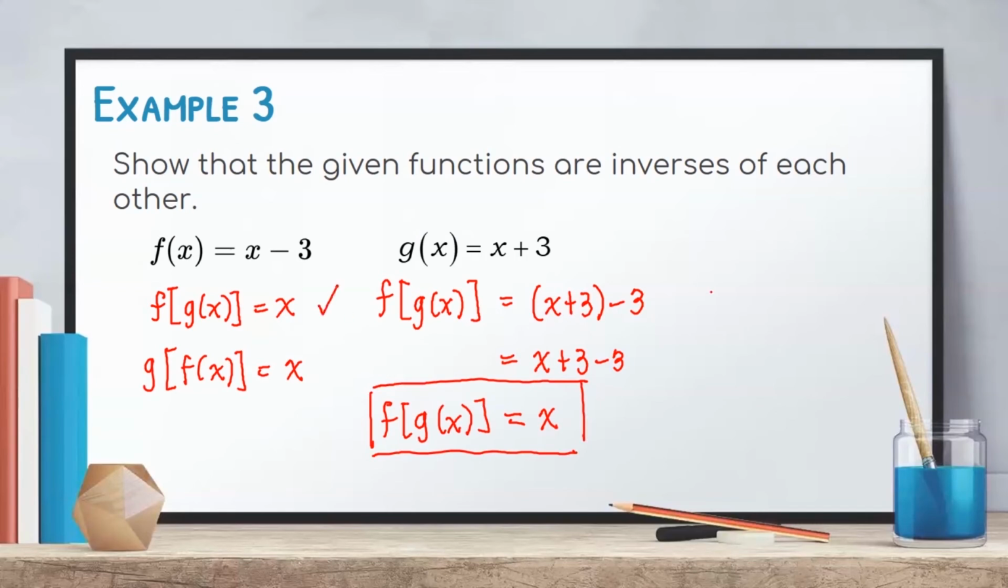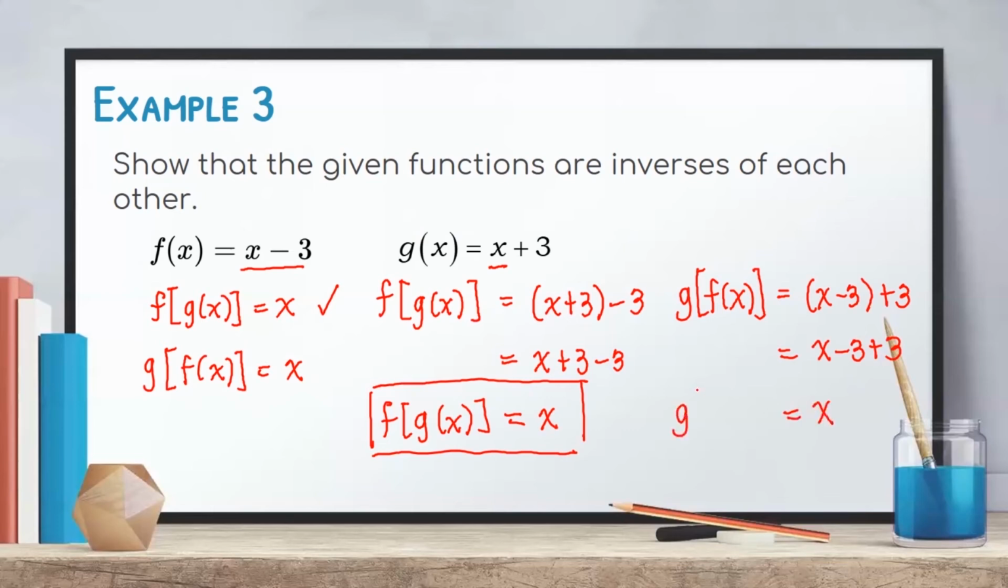So the first one is being satisfied. For the second one, g of f of x, what we need to do is to substitute f of x to the x of g of x. So we will have x minus 3 plus 3. Simplifying this, negative 3 plus 3 is 0. So finally, we will have x. So once again, g of f of x is also equal to x.